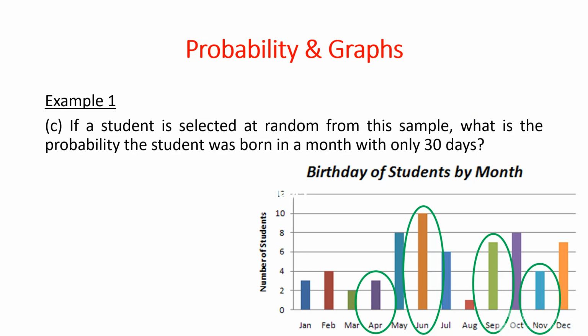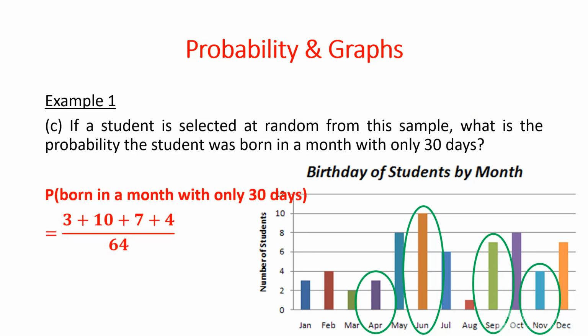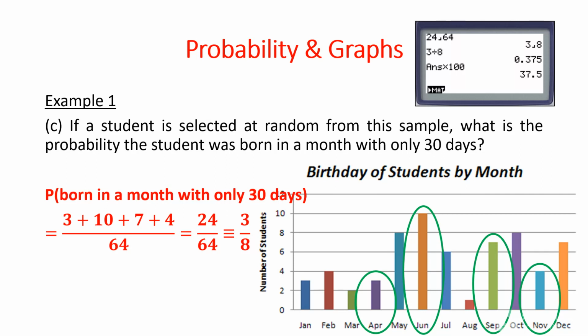So let's add up all these students. We have 3 students in April, 10 students in June, 7 students in September, 4 students in November. Out of the 64 students, that makes 24 students out of 64. That is the answer, but we can simplify it down to 3/8, or we can convert it to a decimal or a percentage if you prefer.